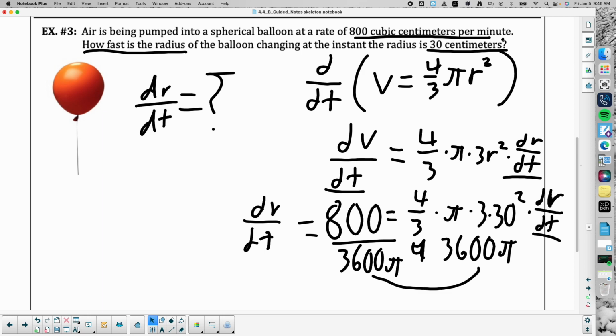So cancel out the zeros, 8 over 36, 4 over 18, 2 over 9. So 2 over 9 pi. Okay. Centimeters per minute? Yeah.